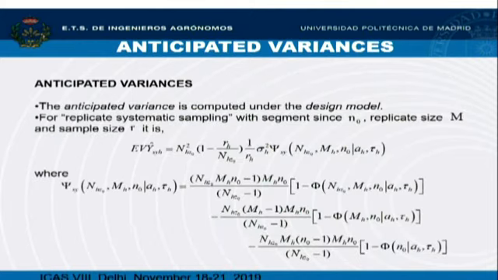Using this correlation, this variogram or this correlogram, we can compute the anticipated variance. For instance, for the replicated systematic sampling, here you have the anticipated variance. You can see that it is also hard to do. It's not an easy problem, but in this case, it's a problem that was already solved, particularly by Das.